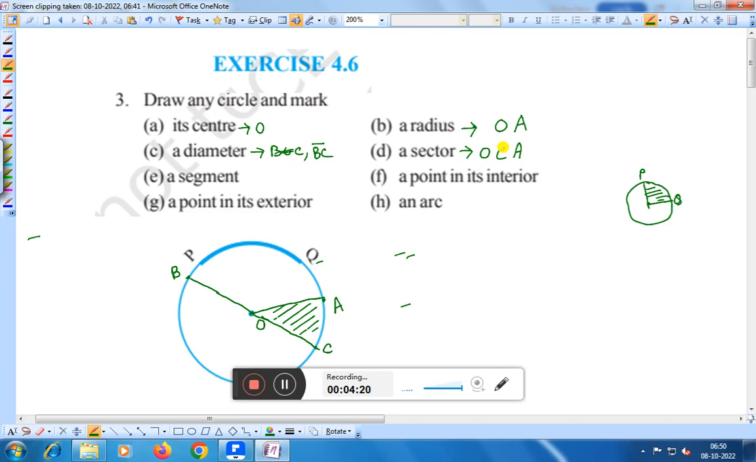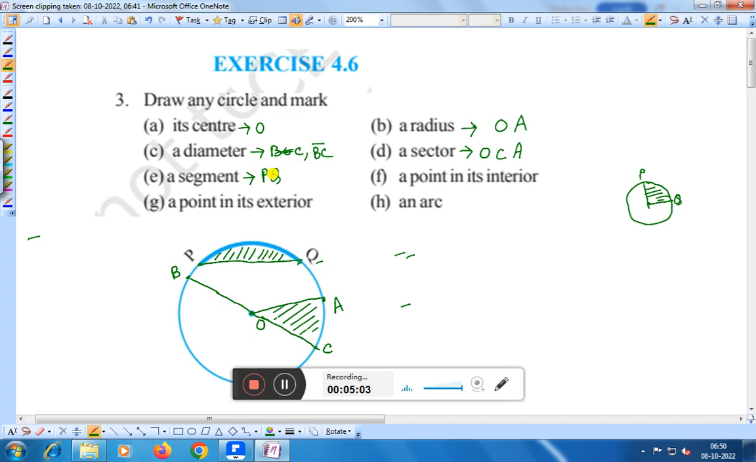Next is a segment. What is a segment? A segment is an area covered by an arc and a chord. Suppose you have taken one chord, with this point P and this point Q, right? If you take a chord like this, the area covered by the chord and this arc PQ is the segment, right? Therefore, the segment is PQ.